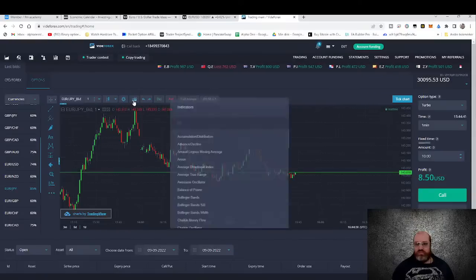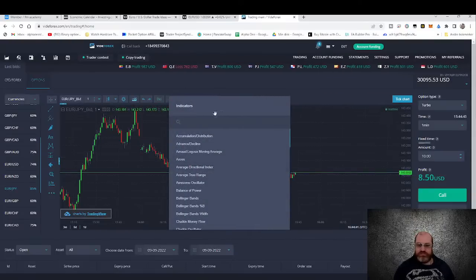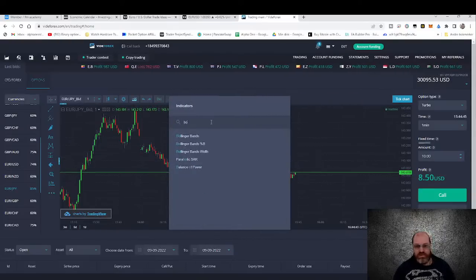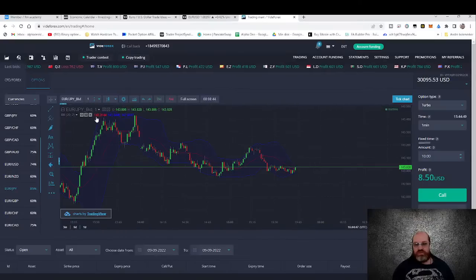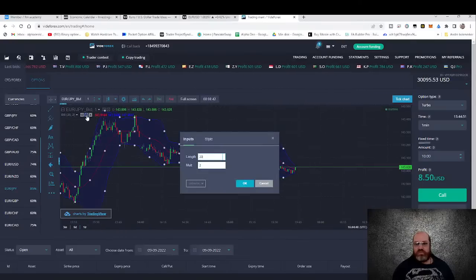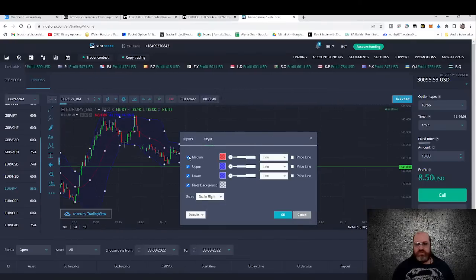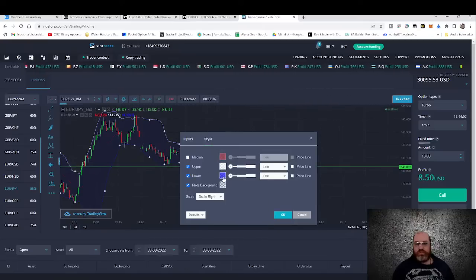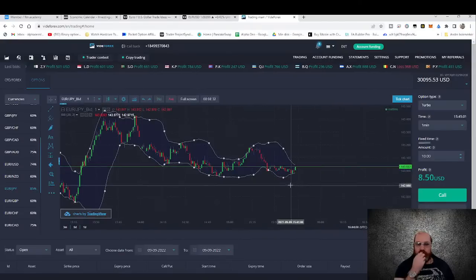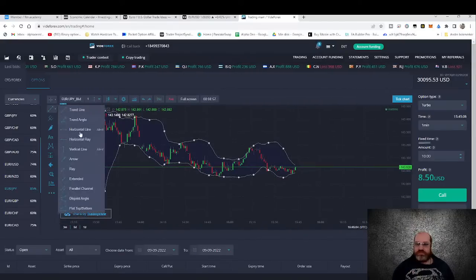Here we're going to add one indicator, that's Bollinger Band. Bollinger Band we basically use just to see trend change, nothing else. So we remove the median line, we don't need it. We set the lower and upper to white, nothing else. So now I will make some marks and I will explain after.